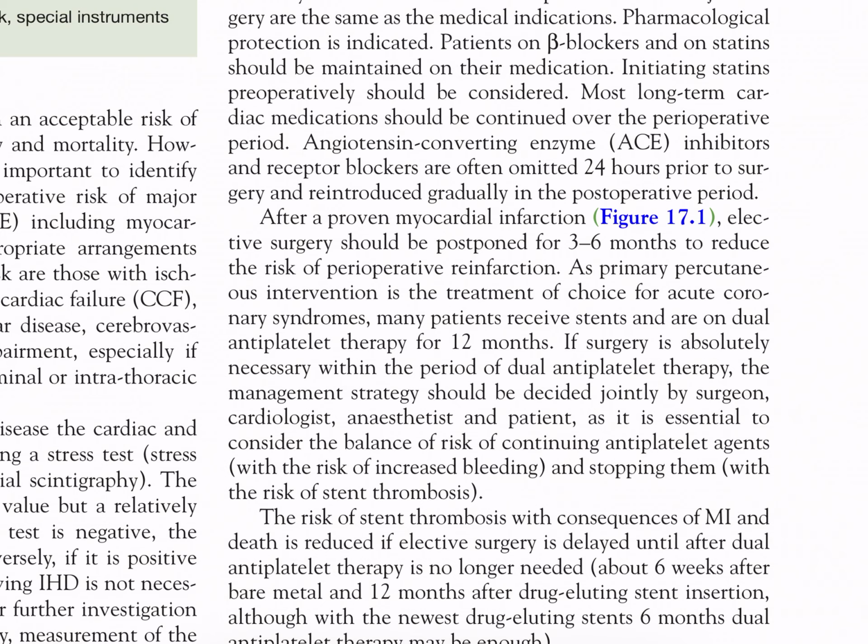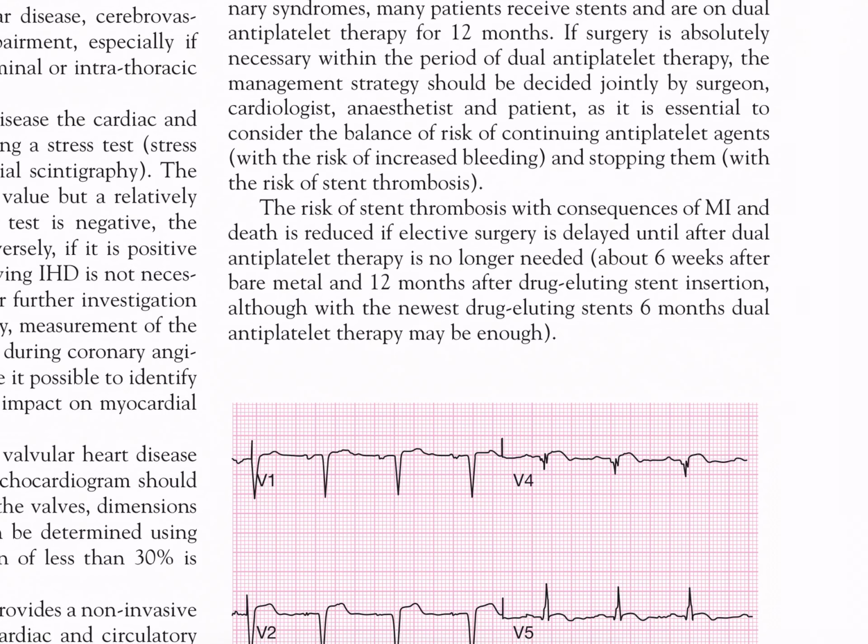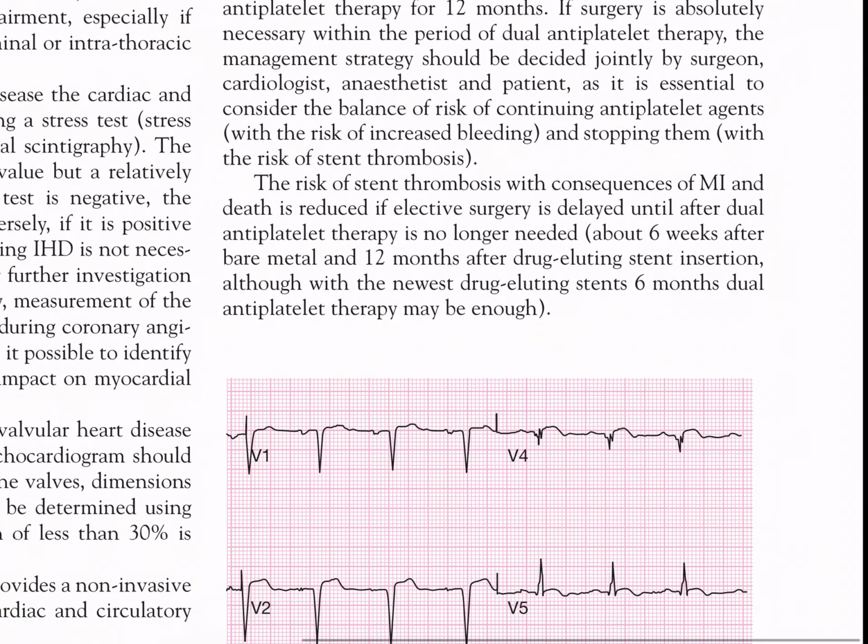If surgery is absolutely necessary within the period of dual antiplatelet therapy, the management strategy should be decided jointly by surgeon, cardiologist, anesthetist and patient, as it is essential to consider the balance of the risk of continuing antiplatelet agents, with increased bleeding, against stopping them, with the risk of stent thrombosis. The risk of stent thrombosis with consequences of MI and death is reduced if elective surgery is delayed until after dual antiplatelet therapy is no longer needed, about 6 weeks after bare metal and 12 months after drug-eluting stent insertion. Although with the newest drug-eluting stents, 6 months of dual antiplatelet therapy may be enough.